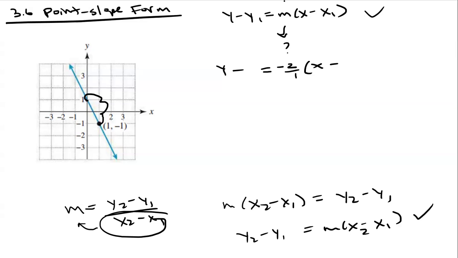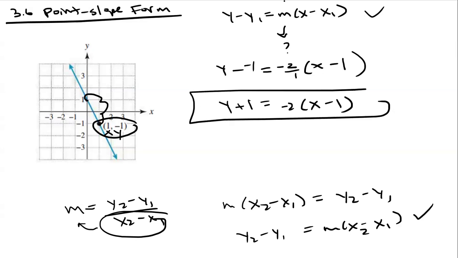Exactly, right? 1, negative 1. Or you can pick any point on this line. You'll get the same answer. But using that one is easy because it's right on the grid line. So 1, negative 1. So in this case, this is my x and that's my y. Okay? So x, I'm going to put 1, and y, I'm going to put negative 1. Then I just simplify. Y plus 1 is equal to negative 2 times x minus 1. And that's all we have to do. That's in point slope form.